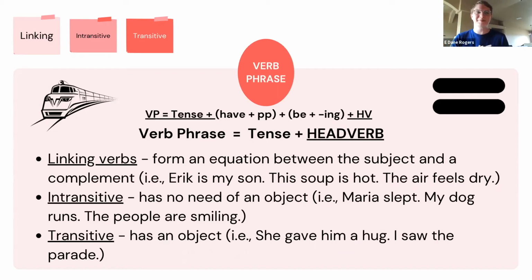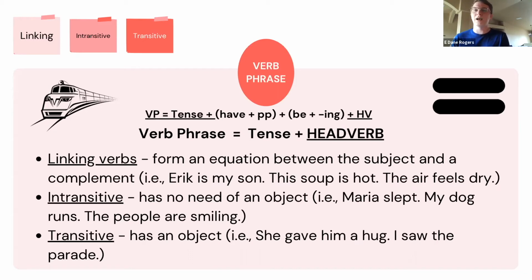All right. So transitive has to have an object. Without the object, it can't function in a clause. So last one, I saw the parade. I saw alone doesn't really work. But we can change the verb if I don't have an object. For example, I see. This is an intransitive verb. It doesn't need an object.